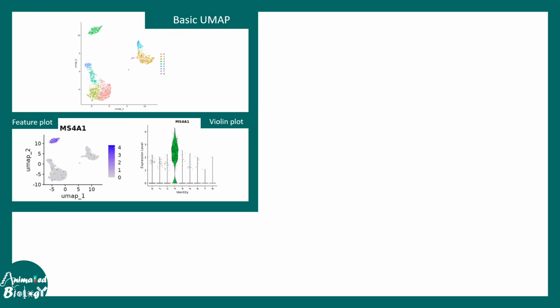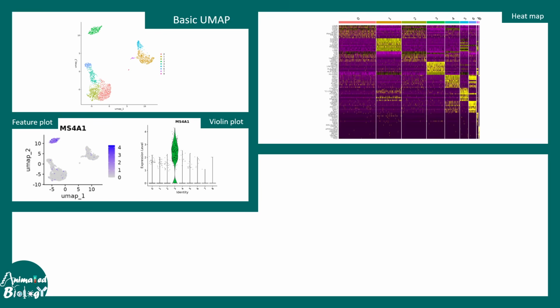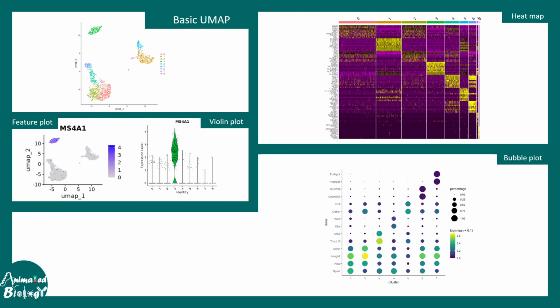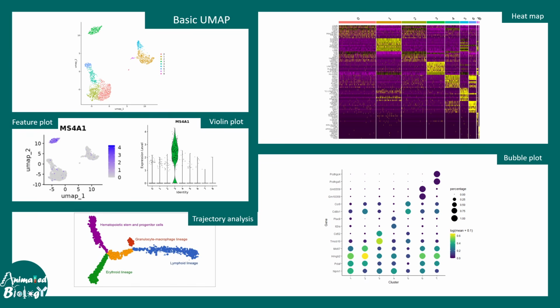One can also visualize the same information in the format of a violin plot. One can even ask, okay, among all these 8 clusters, what are the top genes that make them different, and plot all of that in the format of a heat map. One can also use another representation called a bubble plot, where each of these bubbles represents the percentage of cells that express this gene, and the color represents the expression levels. One can also create a trajectory. That means a differentiation trajectory can be analyzed from these single cell RNA sequencing data.